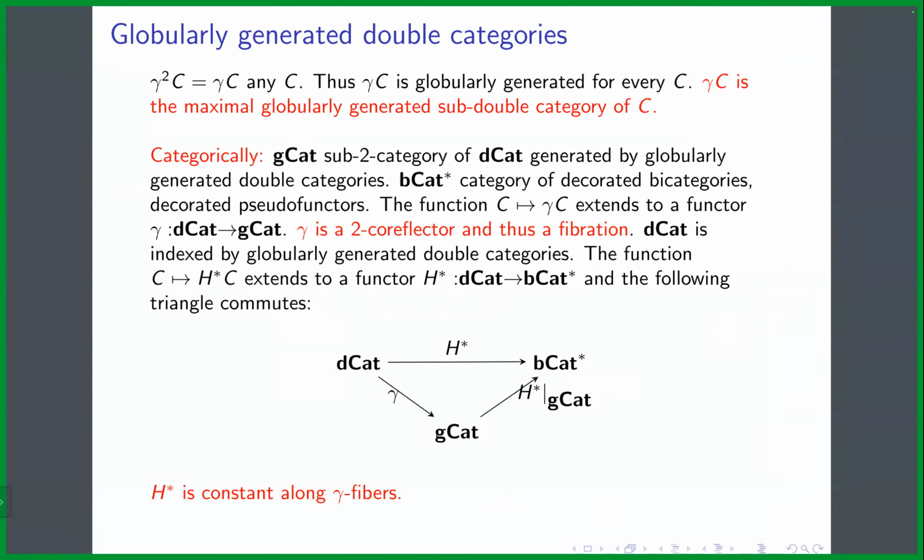And not just that, but the function associating to every double category C its decorated horizontalization also extends to a functor from double categories to decorated bicategories. And so the following triangle here commutes. The decorated horizontalization functor breaks into this fibration gamma into globularly generated double categories and the restriction of H star to globularly generated double categories. And H star is constant along the fibers of the gamma functor.